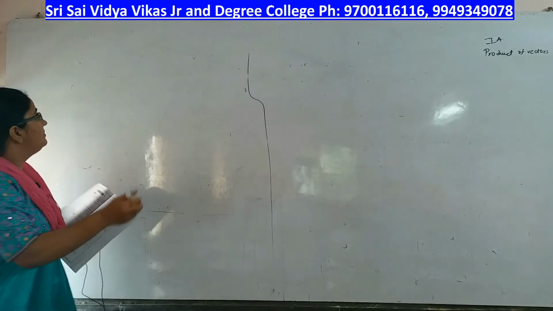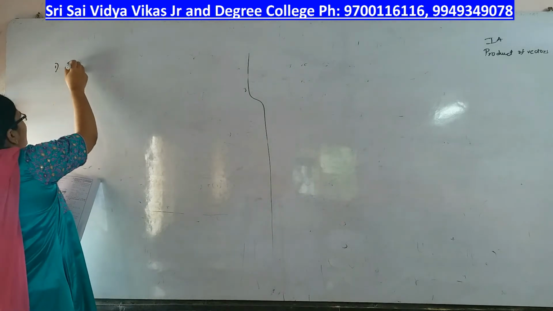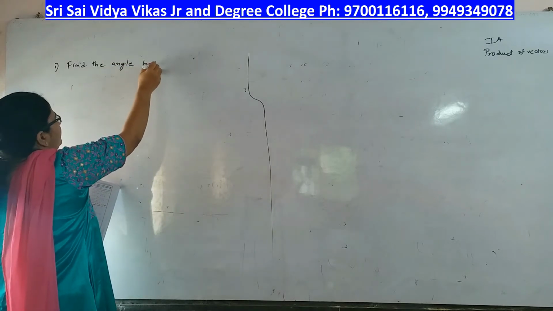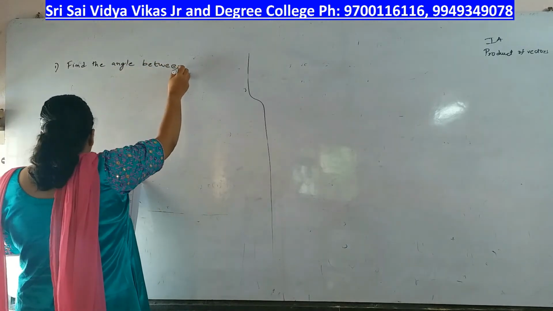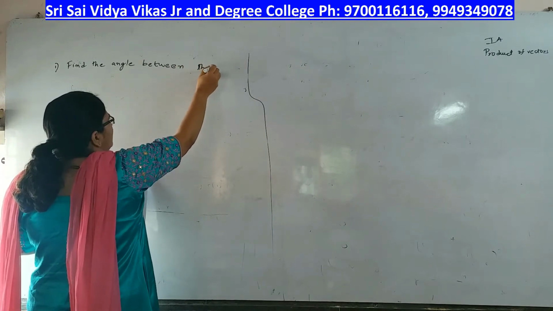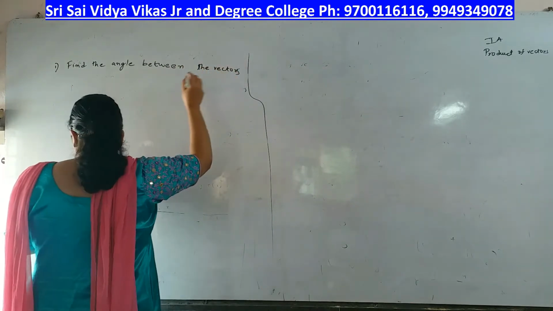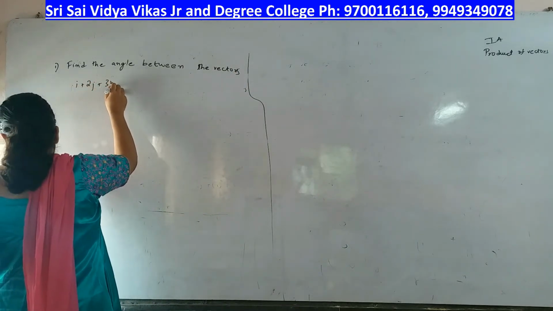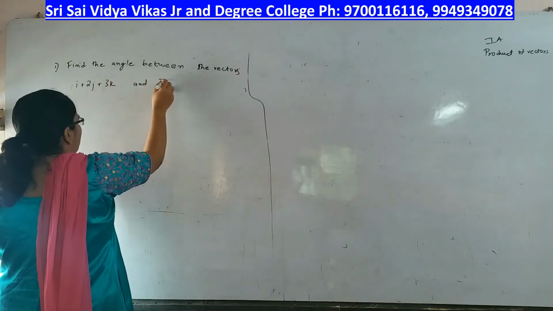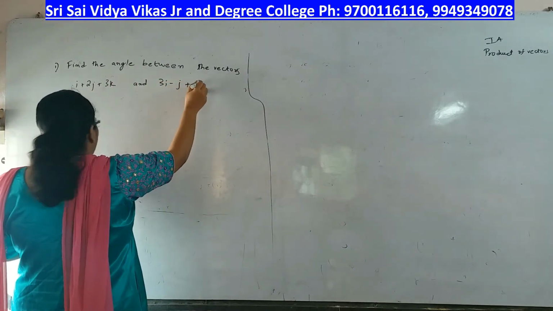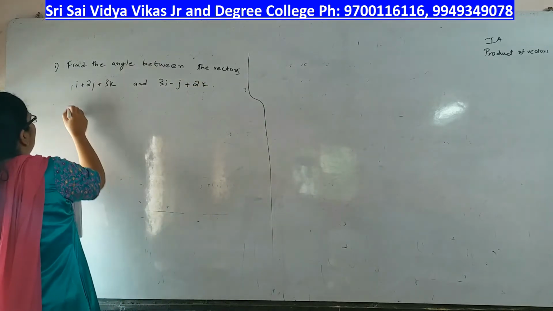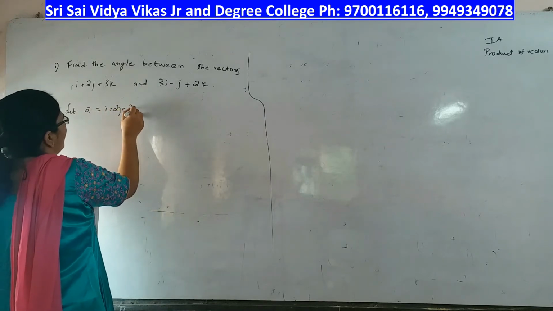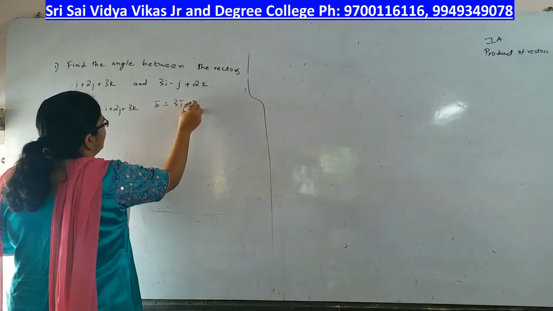First question for today, find the angle between the vectors i plus 2j plus 3k and 3i minus j plus 2k. Now let a bar is equal to i plus 2j plus 3k, b bar is equal to 3i minus j plus 2k.